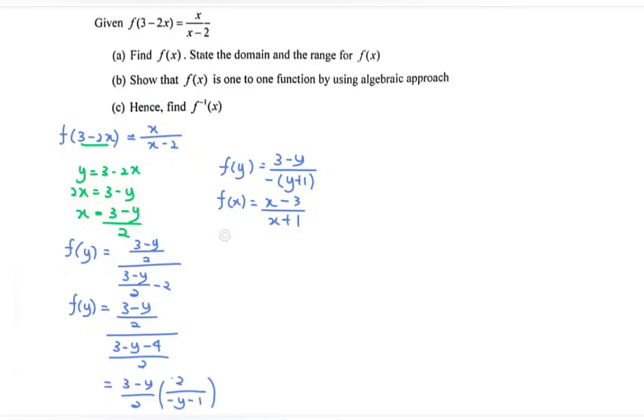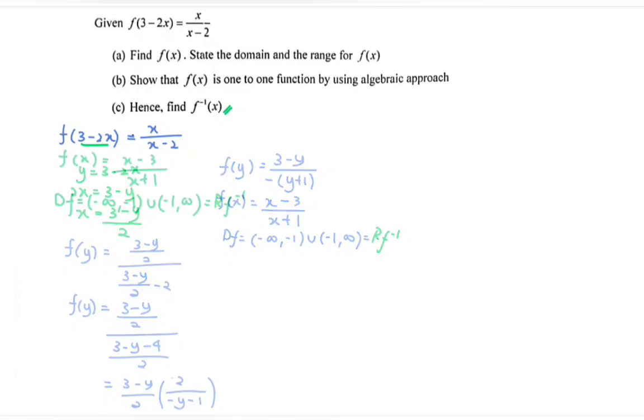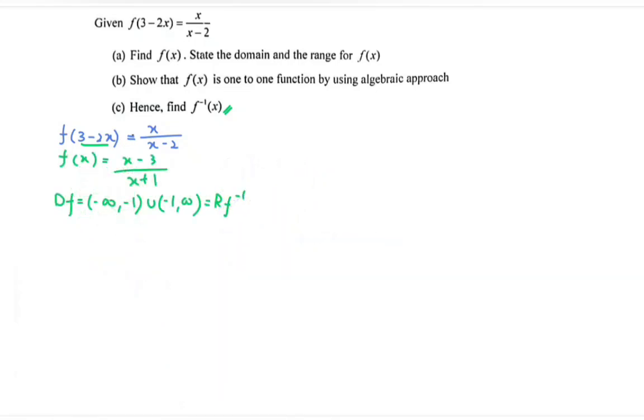So refers to the situation, find the domain for f. So negative infinity until negative 1 union negative 1 until infinity. So that will be the domain for f. At the same time, actually it is the range for f inverse. Next, in order to find the range, what we have to do is to refer to part c, referring to the inverse later on. So let's focus on part b.